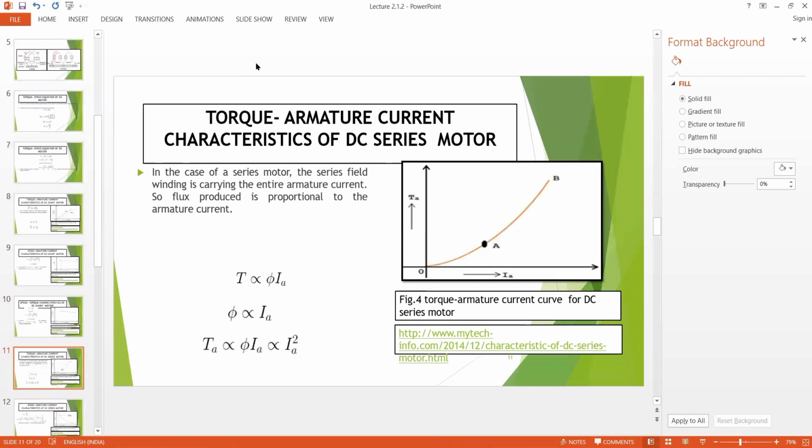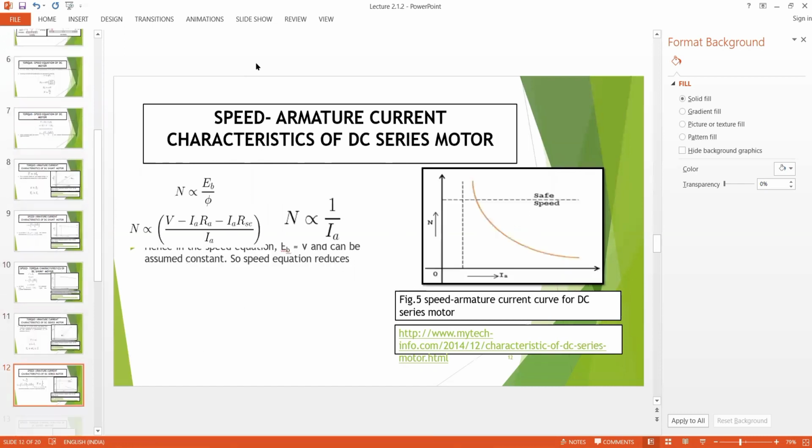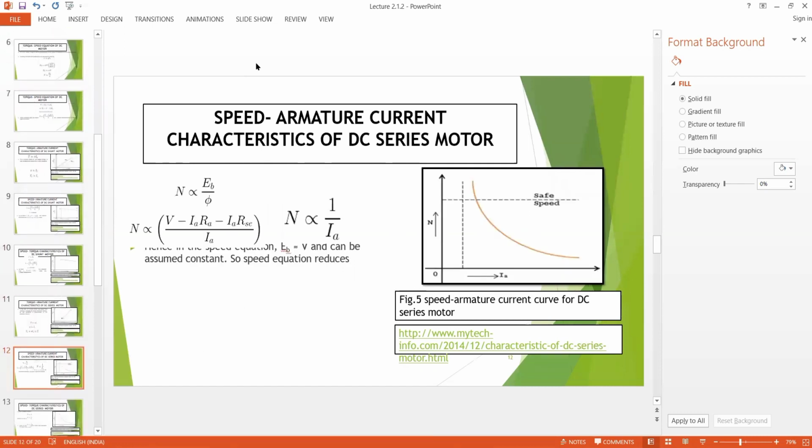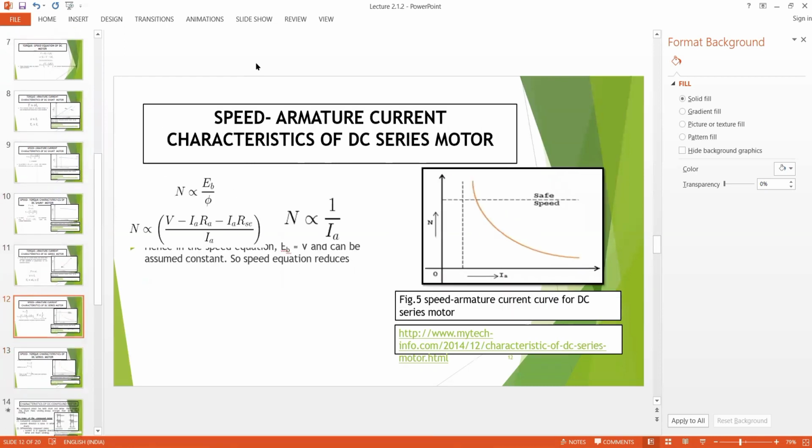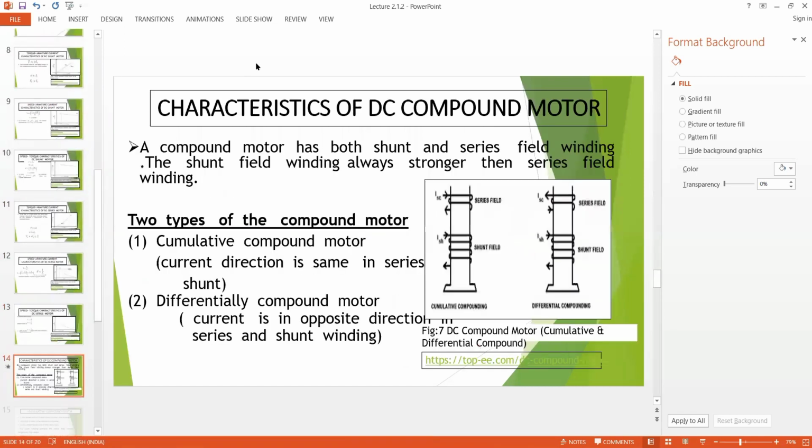But on the other hand, if you talk about a DC series motor, because the flux won't be constant in series, T would be proportional to Ia square. When it is Ia square, you will get a parabolic graph. Again, you will get a parabolic graph in the case of the speed armature current characteristics. In the speed torque characteristics, again a similar kind of graph you will obtain. The only difference is that maximum value is not attained.